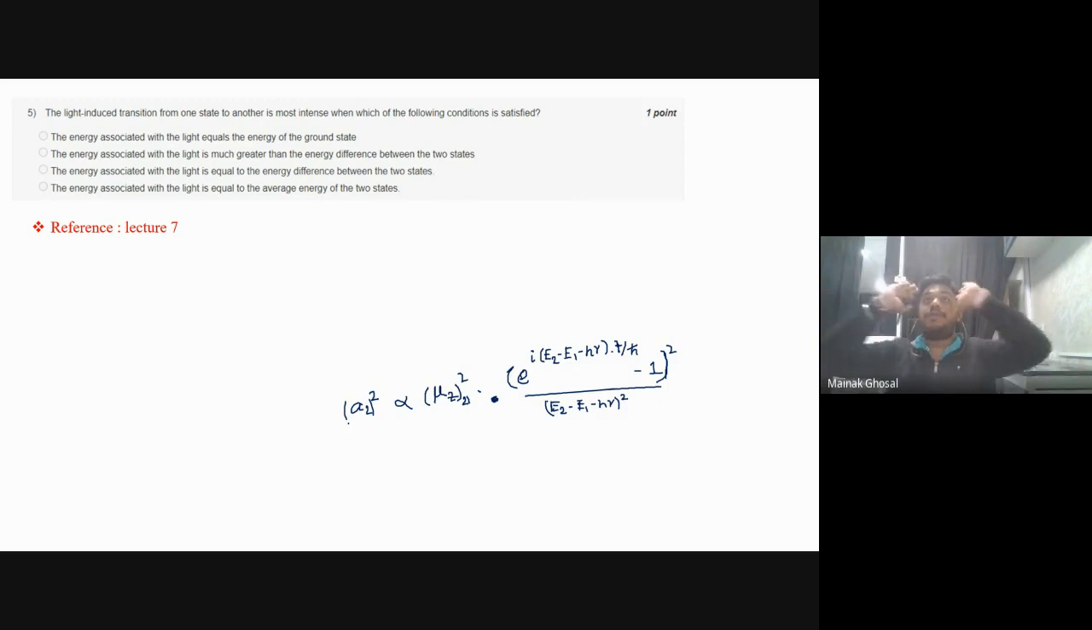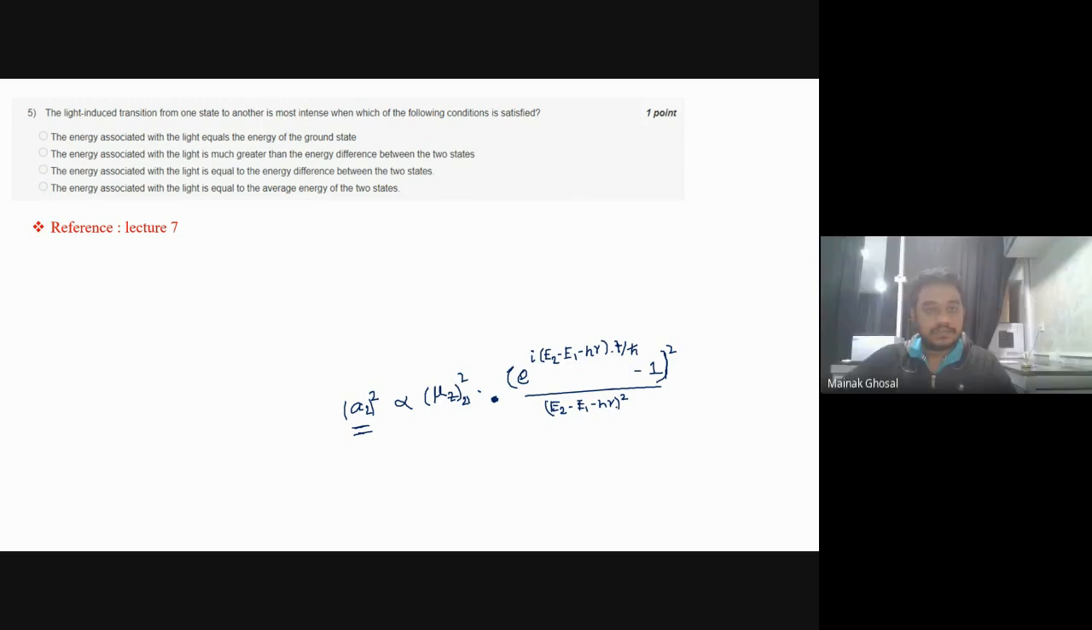When there will be more number of particles in A2. So you have to find the population of A2. Under the condition that A2 square is highest, you will get the most intense transition. So for A2 square to be highest, the first term, the transition moment integral, has a certain value, but from the second term you can say under what condition the intensity will be maximum. Now can you guess under which condition?